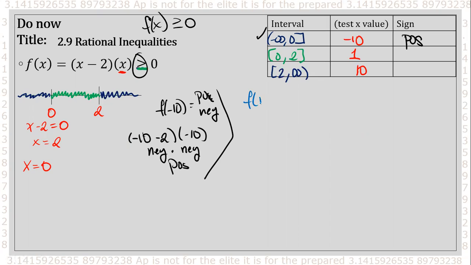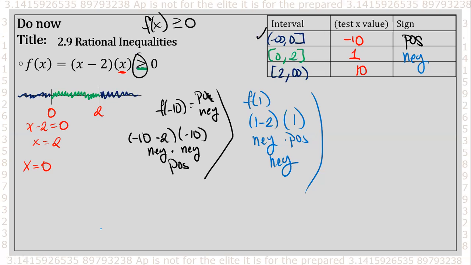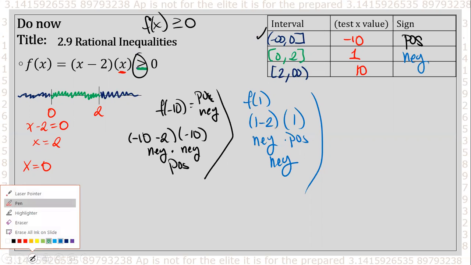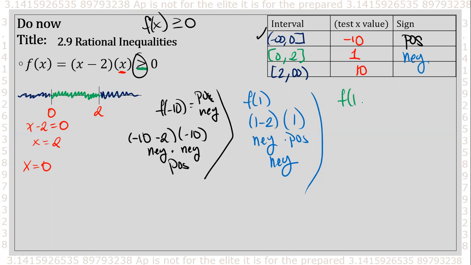So we'll evaluate 1, and it's going to be 1 minus 2 times 1, and we can see that that is going to be a negative times a positive, which gives us a negative. So this right here is a negative. Okay, the next test value that we have is 10. So we're going to say 10 minus 2 times 10. That is positive times positive. That gives us a positive. So this right here is positive.